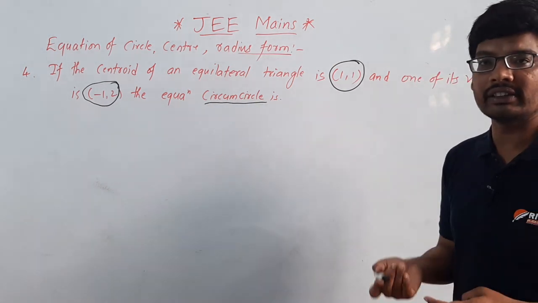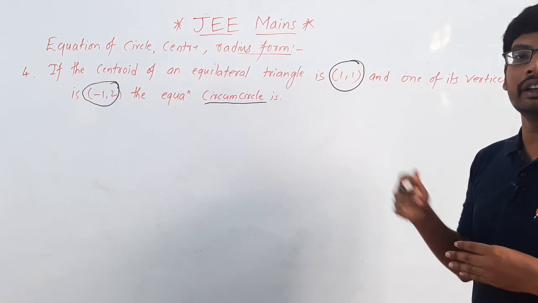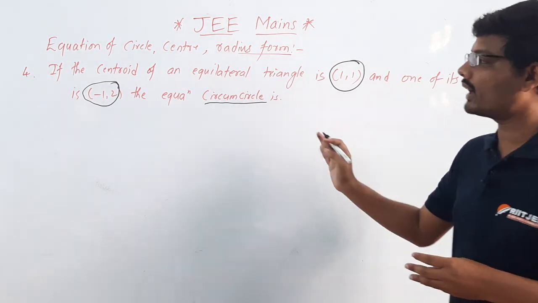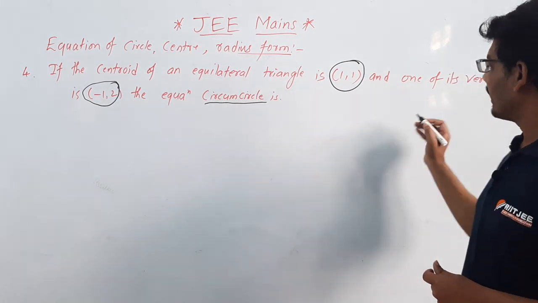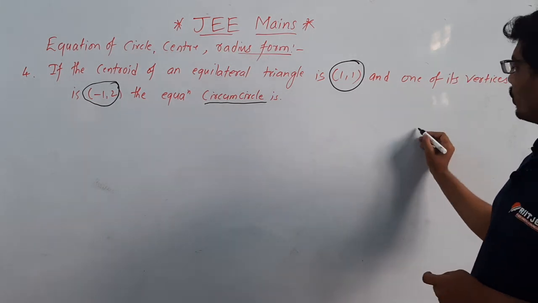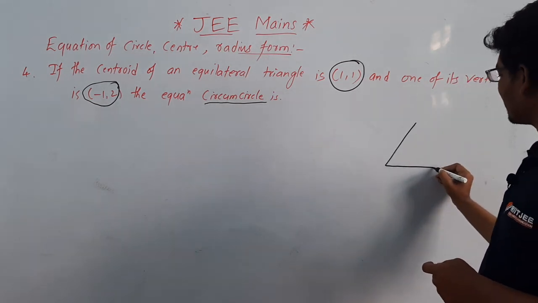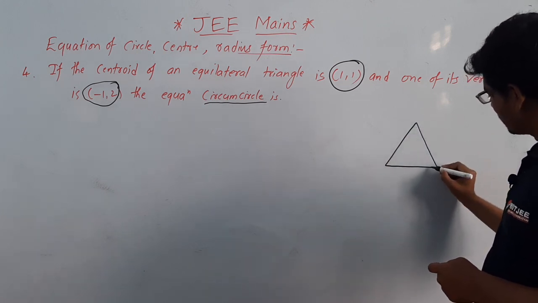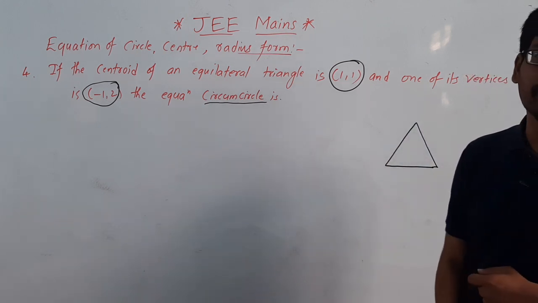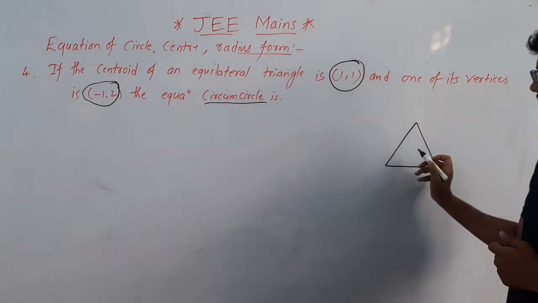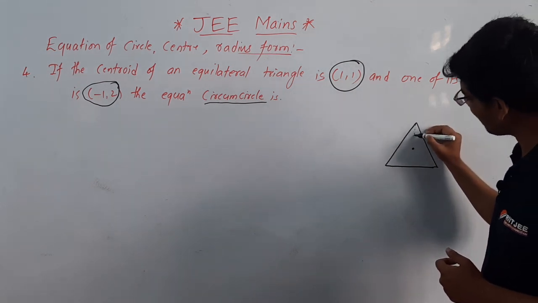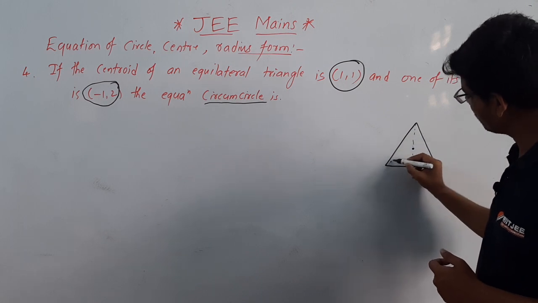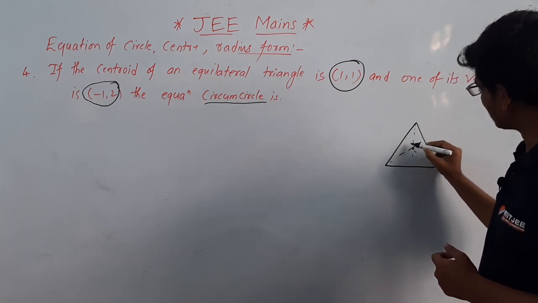Equation of circumcircle is nothing but generally we can call it the equation of a circle, but here he is asking the equation of the circumcircle. From that I am taking a rough diagram. So I am taking an equilateral triangle here. This is an equilateral triangle. From this equilateral triangle I am taking the centroid. This is the centroid here.